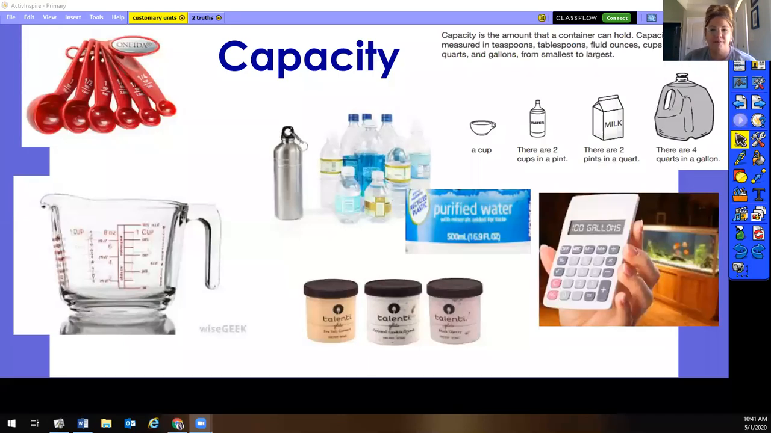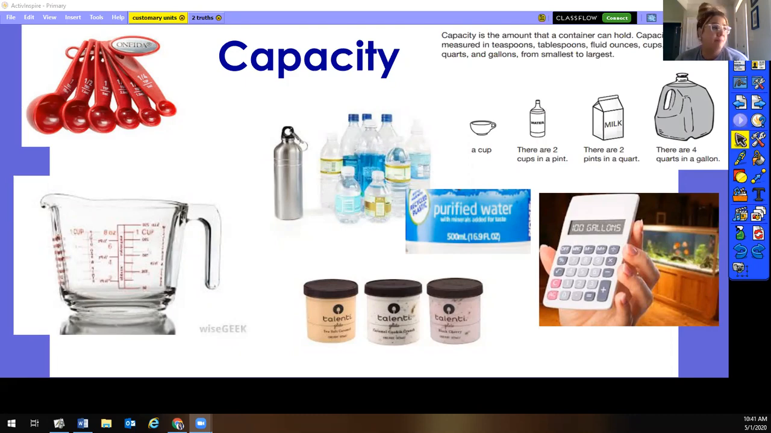Today we are going to talk about capacity. Capacity is another way to say volume, or how much something can hold. So today we're talking about customary units of capacity and volume. And again, customary units are what we use here in the United States.